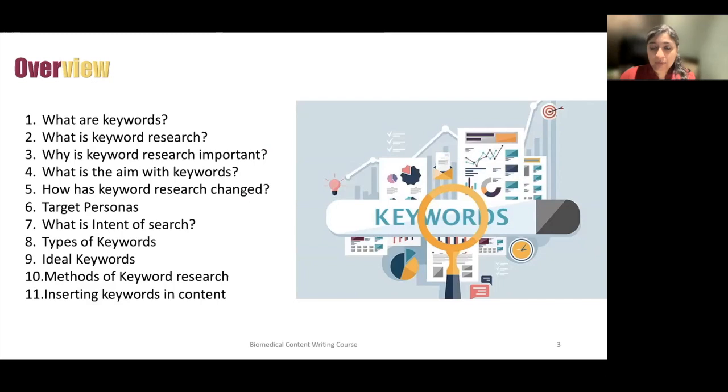In this content, we will be looking at keywords and their importance, what keyword research is, what our aim is with keyword research, what terms like user intent and target personas mean, the types of keywords we're looking for, and the ideal keyword to use in your content, your methods for keyword research, and how we would insert these keywords into our content to make it sound as natural as possible.